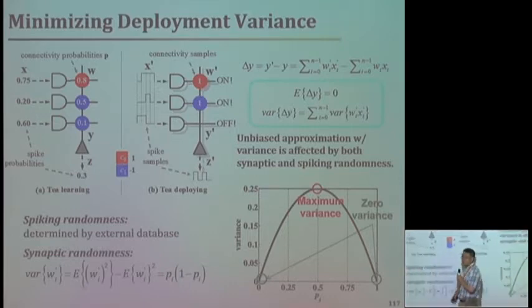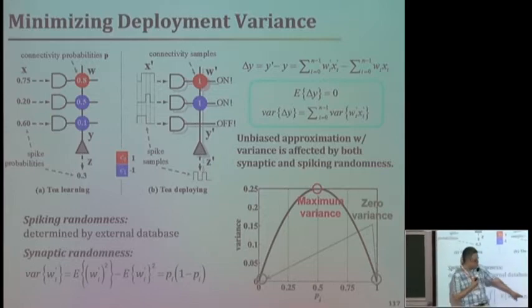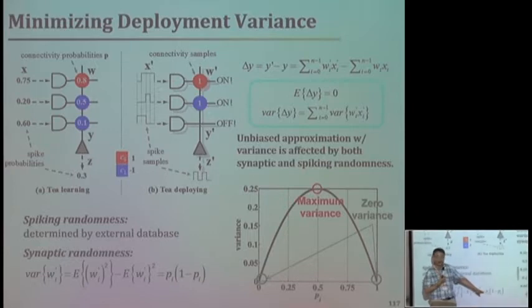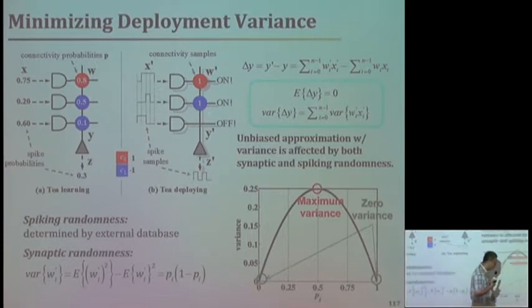Let's go back to elementary school math. What is the minimal value of this product, P times 1 minus P? It is 0, when P equals 1 or 0. What is the maximal? 0.5. Very simple.